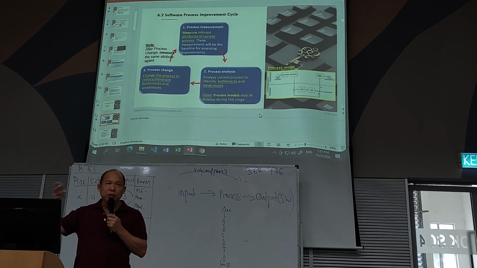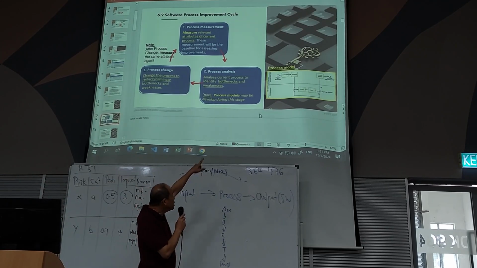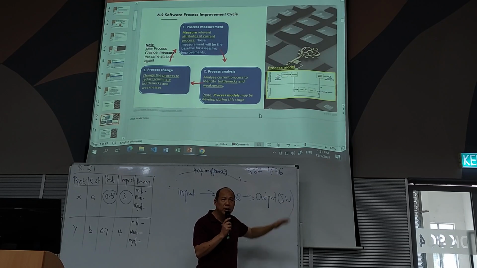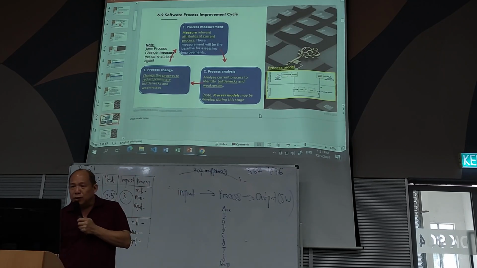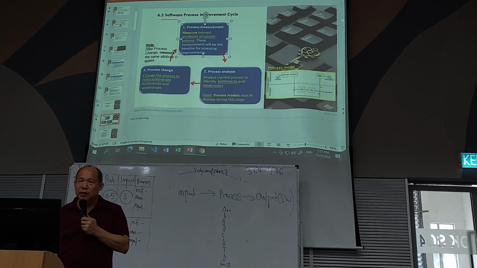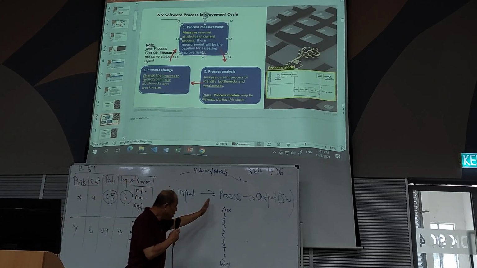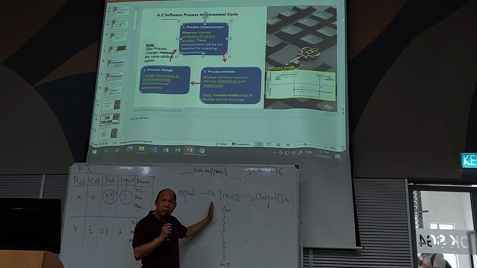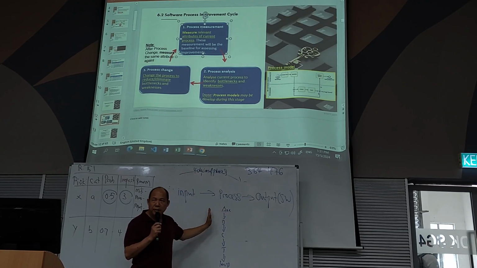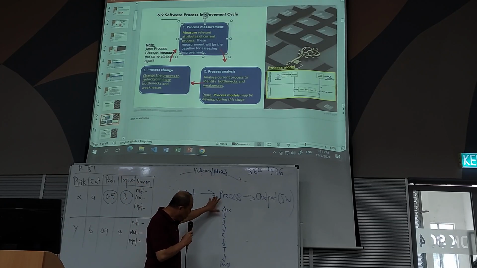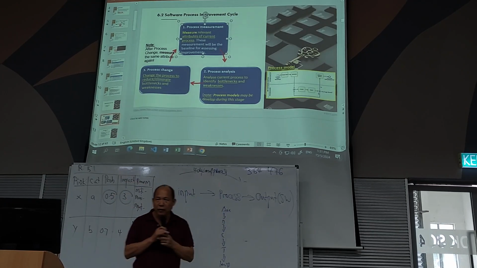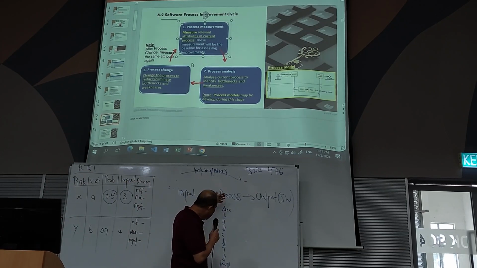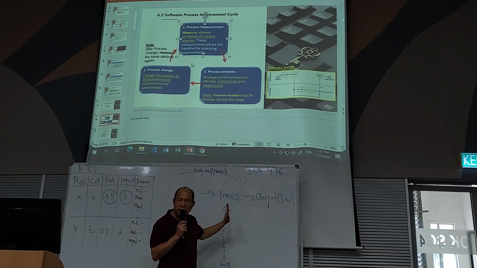So this is what you need to do. The slide here tells you what you need to do to improve your software quality. First, measure your existing process. You have to do measurement here. After measuring, analyze your existing process and improve.